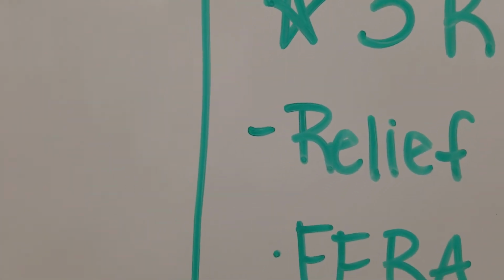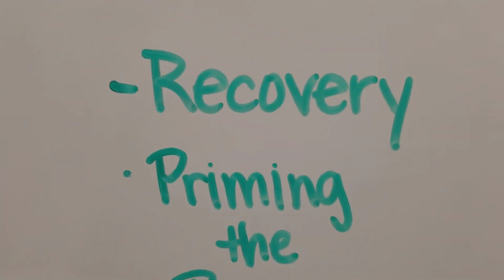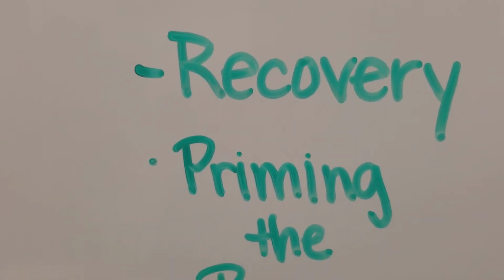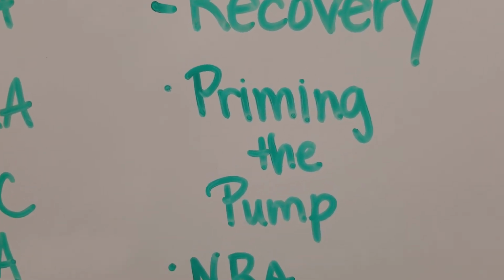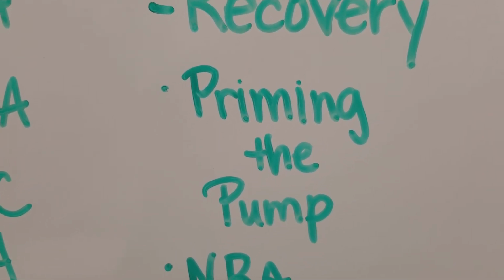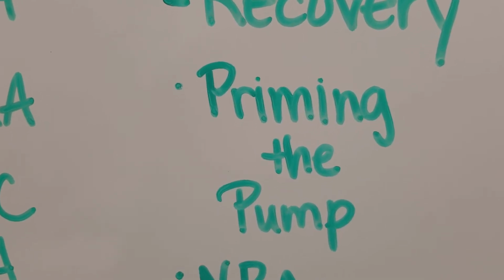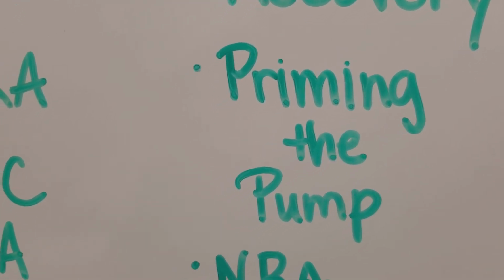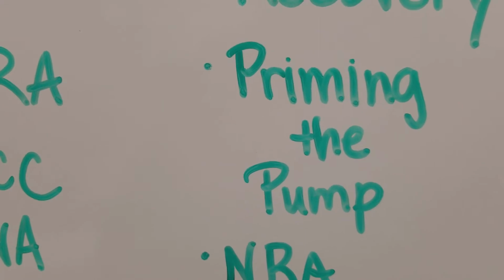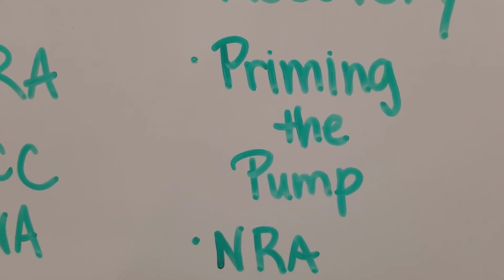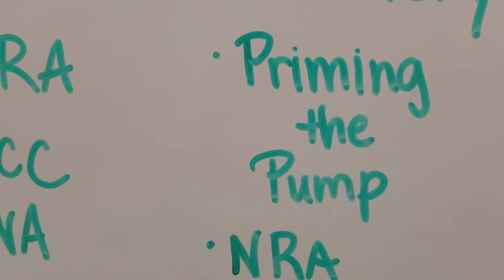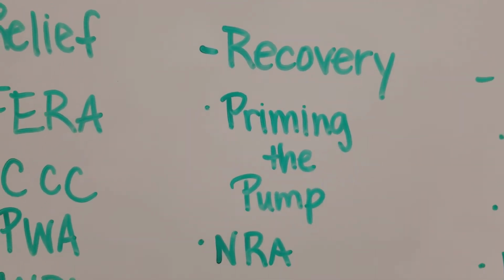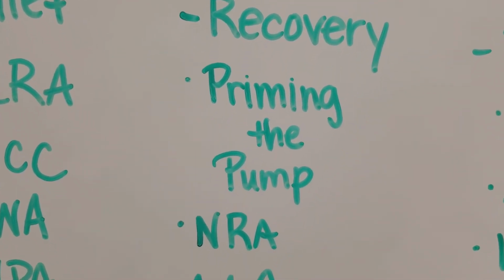So from relief, we now go to recovery. How do we recover, you say? Well, one thing FDR's program says is prime the pump, meaning pour money into business, pour money into the economy, and it will be stimulated again. If you prime the pump, it will once again provide you what you need, give strength to a dying industry. So priming the pump was one of his very first initiatives.